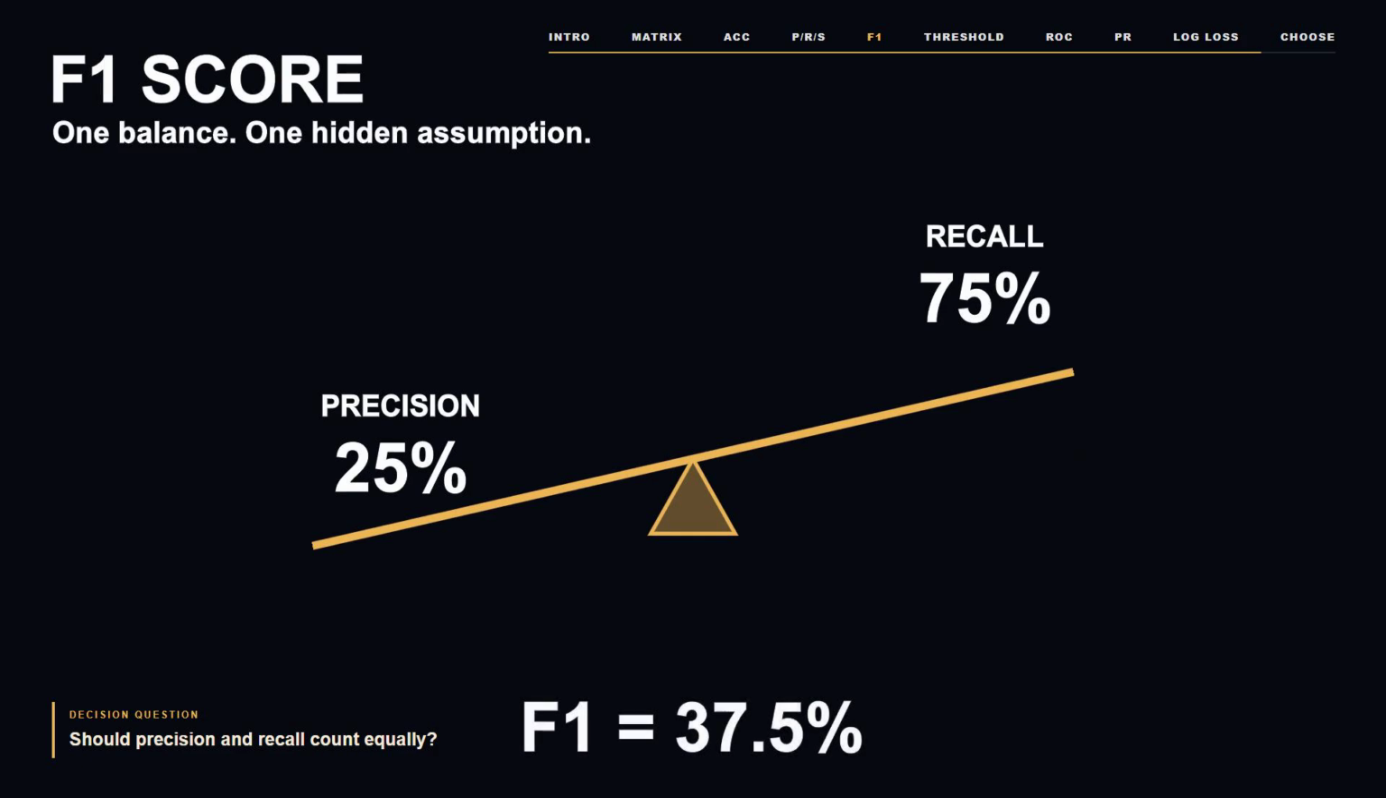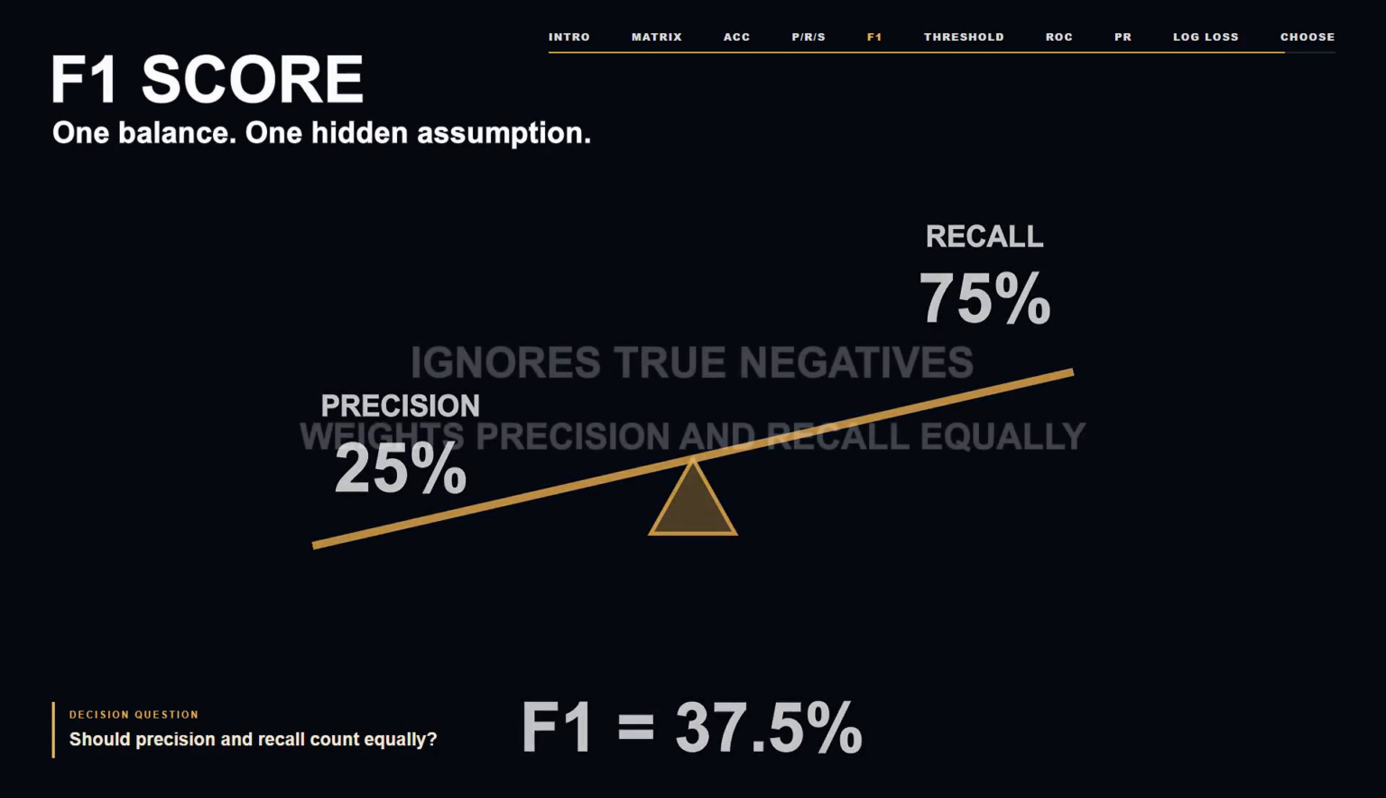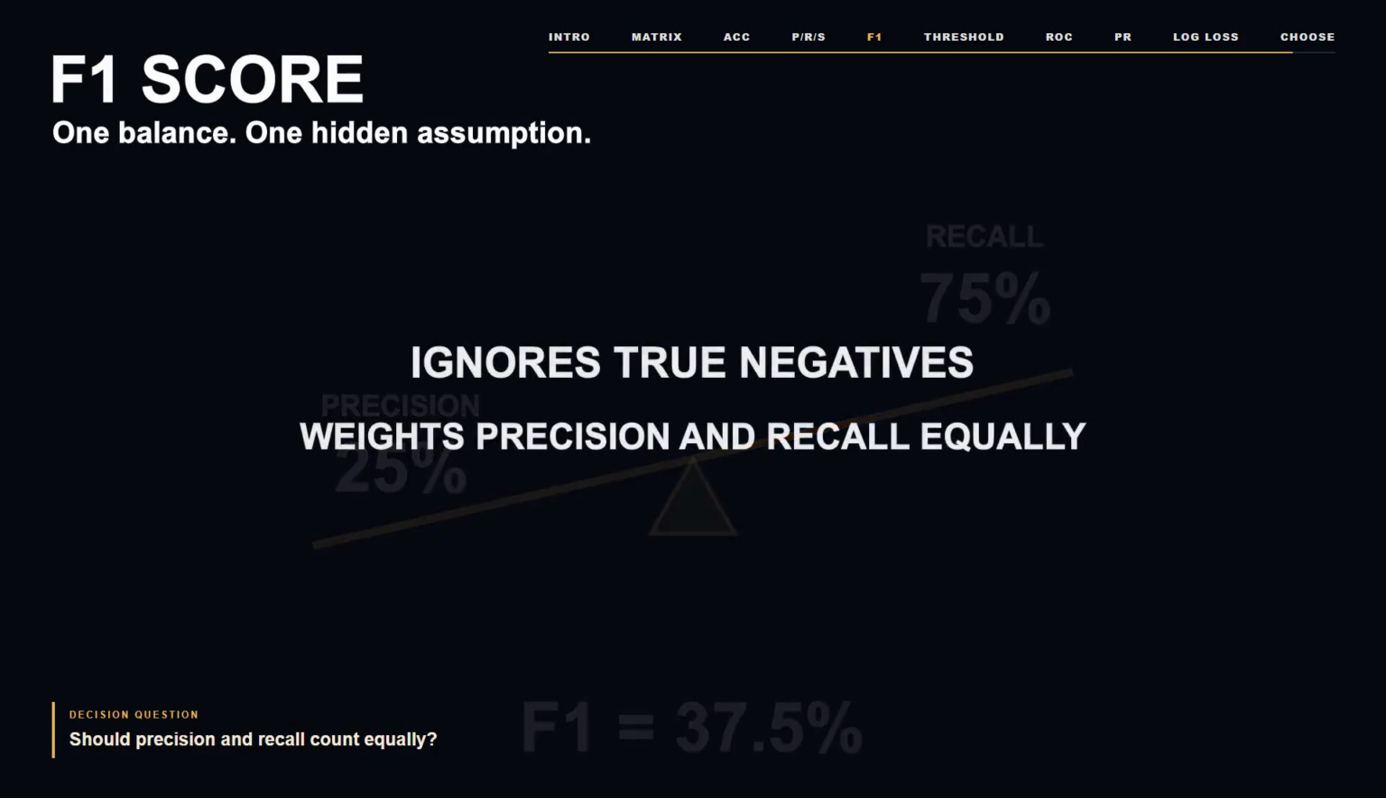But F1 is not automatically the right answer for imbalanced data. It ignores true negatives, and ordinary F1 gives precision and recall equal importance. If missing a case is 10 times worse than investigating a false alarm, that equal balance does not describe your real decision.